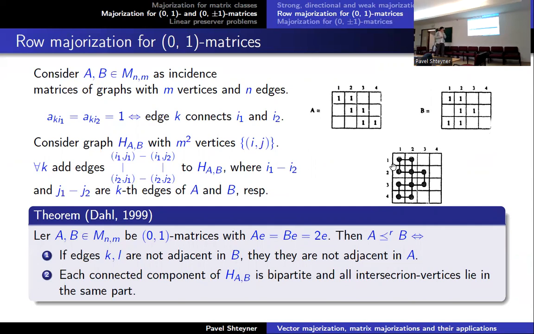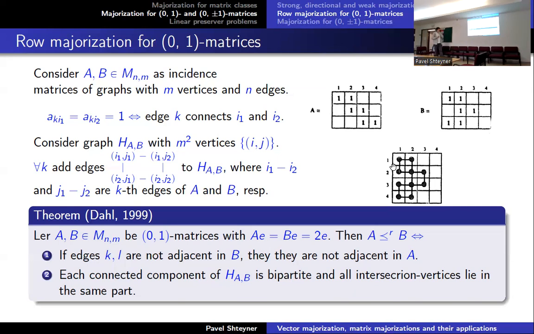and by these matrices you should build a graph H with m squared vertices, which are pairs of original vertices, and it should have four times n edges. And how do you construct them? You take an edge number k in A and in B. They connect the points i1, i2 in A, j1, j2 in B. And you add the following four edges, like this square: i1 j1, i1 j2, and so on. So this looks like this.